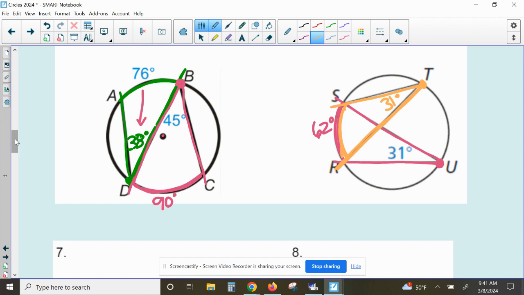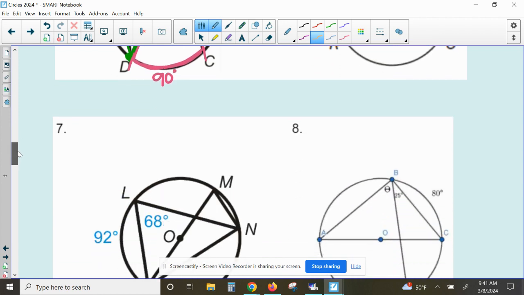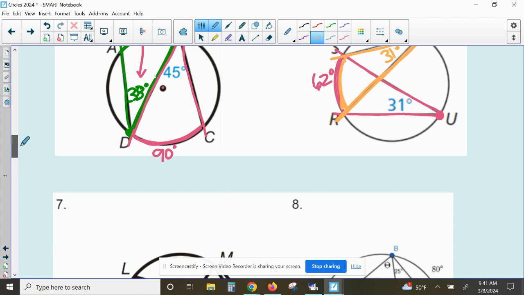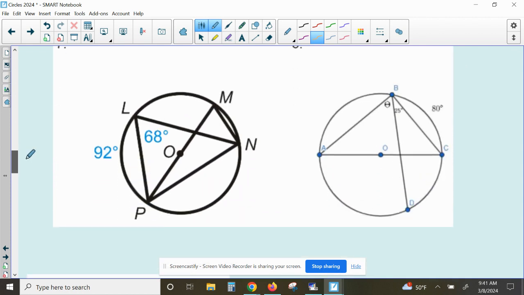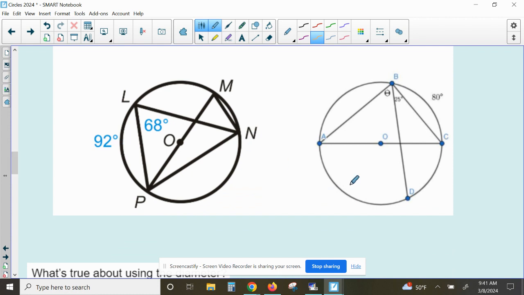Okay, let's go. Number 7. Everyone have everything on 6? Okay. Okay, these are getting a little bit busier, right? Okay, here we go. What angle do you want to start with? L? Okay, let's trace L. Okay, that's this guy.